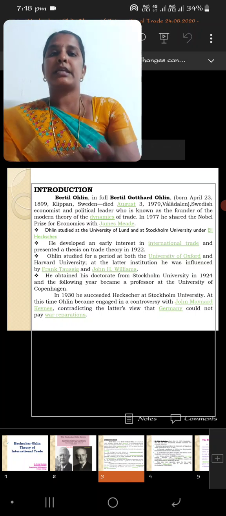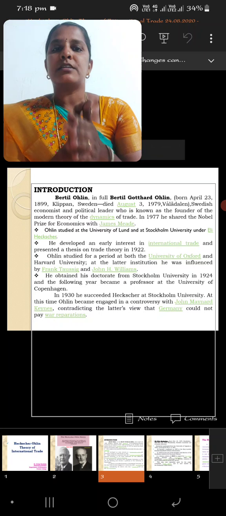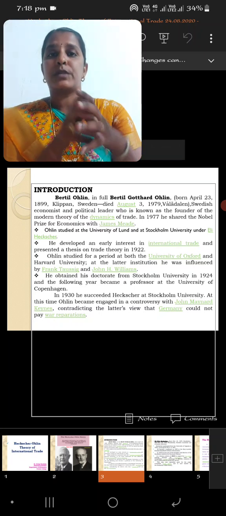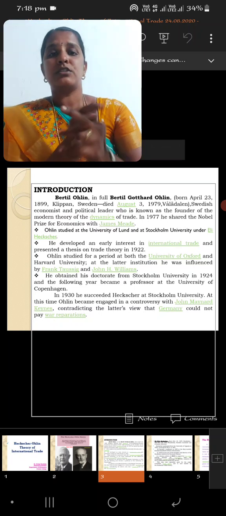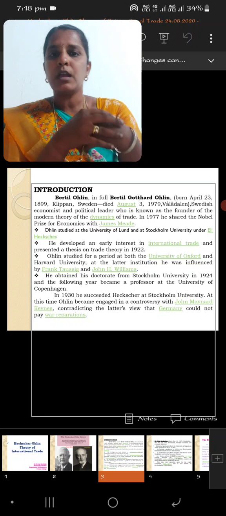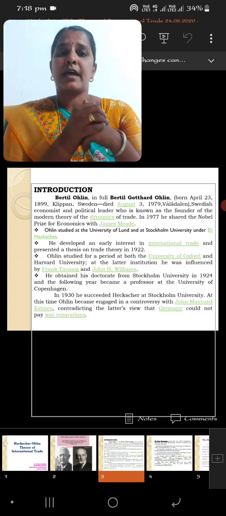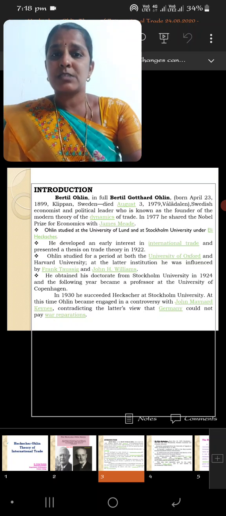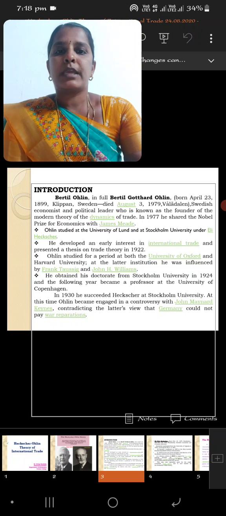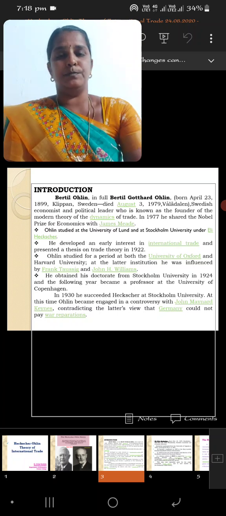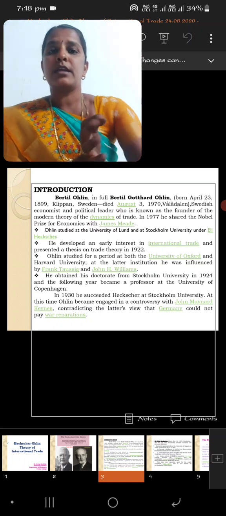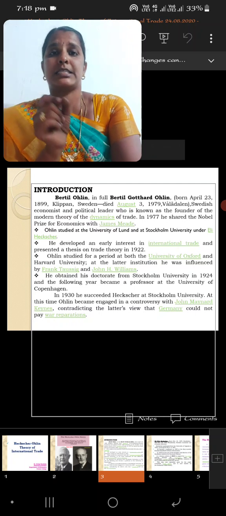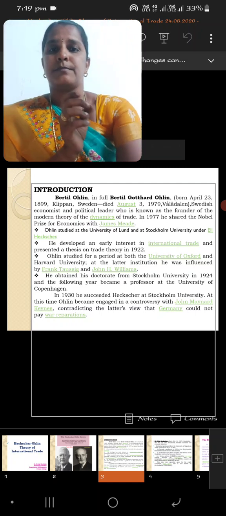Okay, he developed an early interest in international trade and he presented this theory in the year 1922. He finished his doctorate at the University in the year 1924. In 1930, he successfully met Heckscher, and Ohlin became engaged in a controversy because both economists framed the theory as the Heckscher-Ohlin theory.